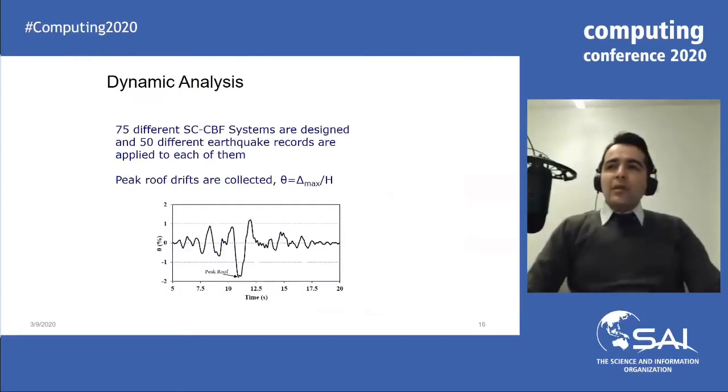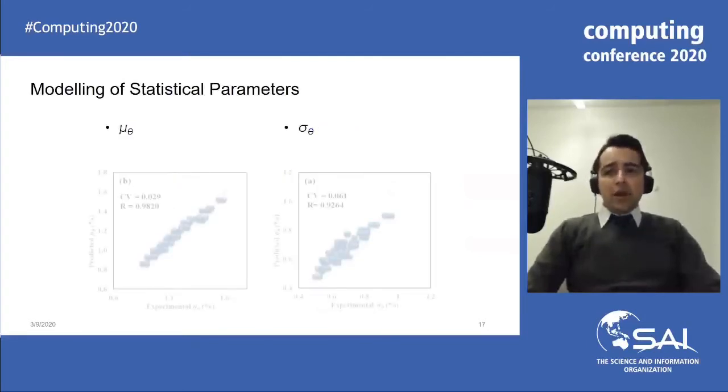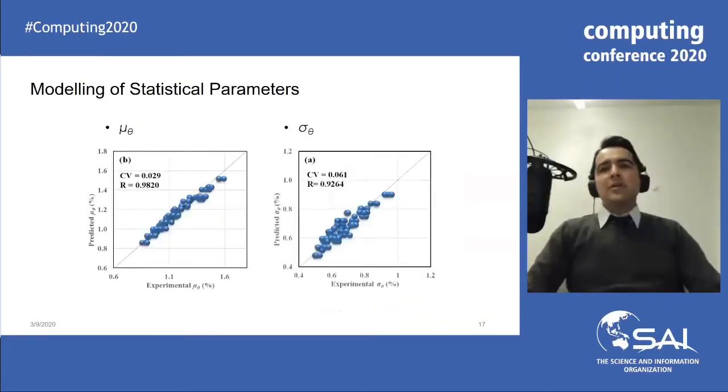Okay, so we designed 75 different SCCBF systems, and we applied 50 different earthquake records to each of these systems. And what we want to predict using genetic programming is the peak roof drift of these structures during earthquakes. And as you can see, this is one of the examples. This is the peak roof drift of one structure under the Manjil earthquake. You can see the graph is very stochastic, and the problem seems very difficult. But the results of genetic programming were really promising. For finding the mean of the response, you can see high correlation and low coefficient of variation. And again, for standard deviation, low coefficient of variation and high correlation, close to 1.